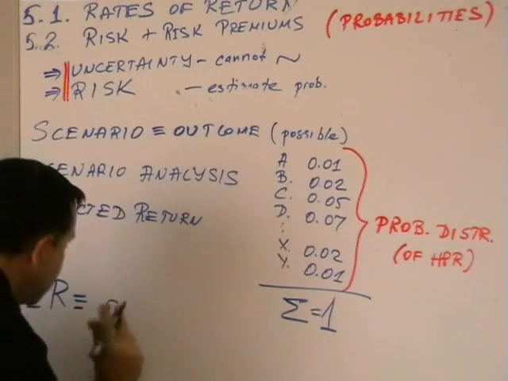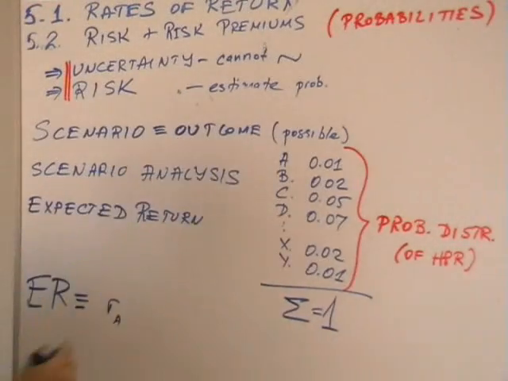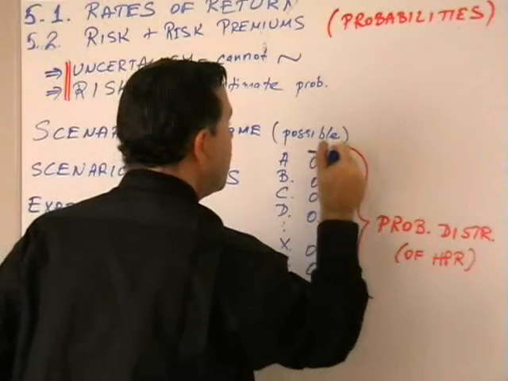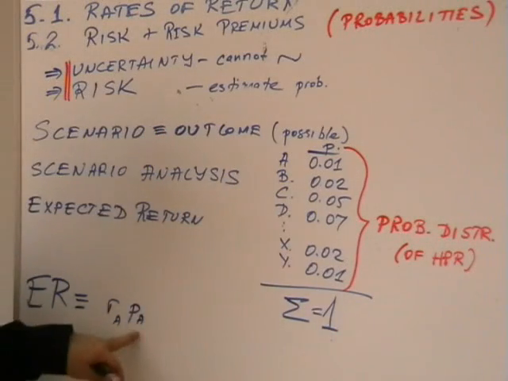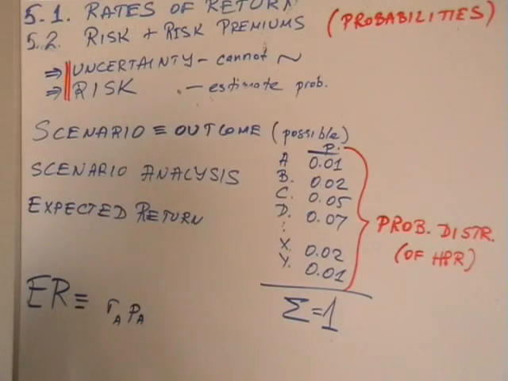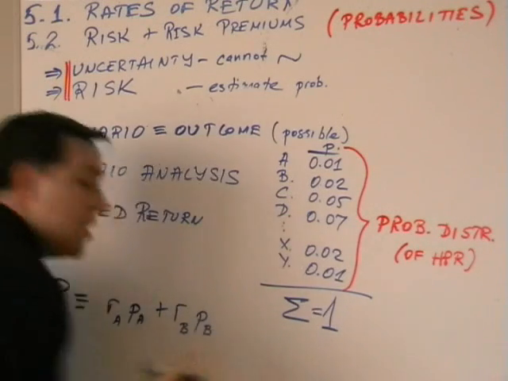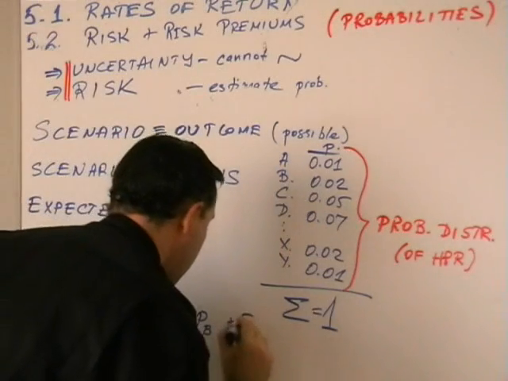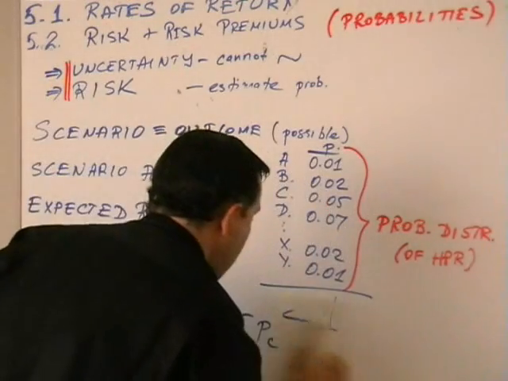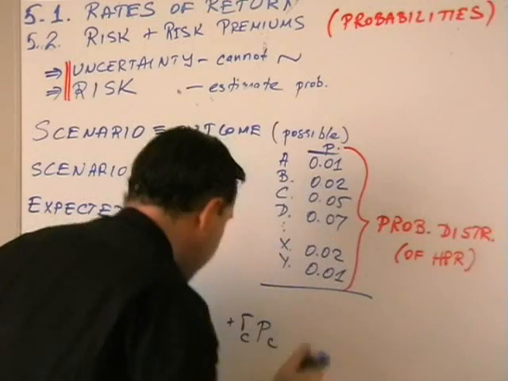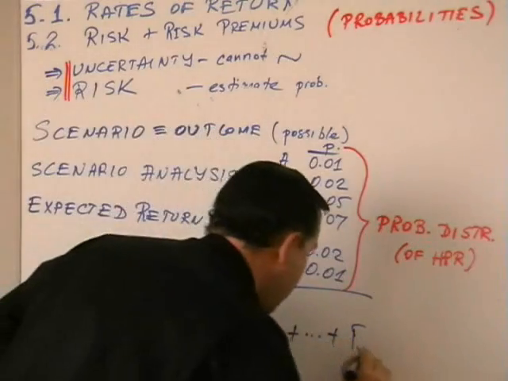Let's do this: RA is the return in outcome A. And probabilities usually have the letter P. So in this particular case, I say PA, which is the probability of outcome A, plus RB, probability B, okay? Plus RC, probability C. And then we say plus dot dot dot plus RY, my last outcome is Y, probability of Y.